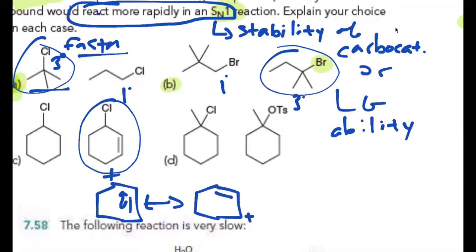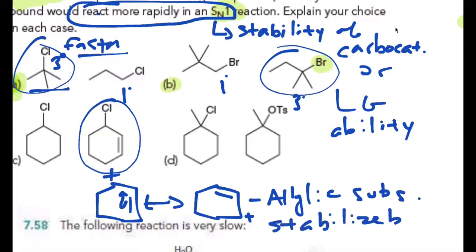So the allylic substrate is going to be faster. That allylic substrate is going to be stabilized by resonance, so that's going to be a better substrate for SN1. Let's keep in mind that for SN1, the very first step is the loss of the leaving group.